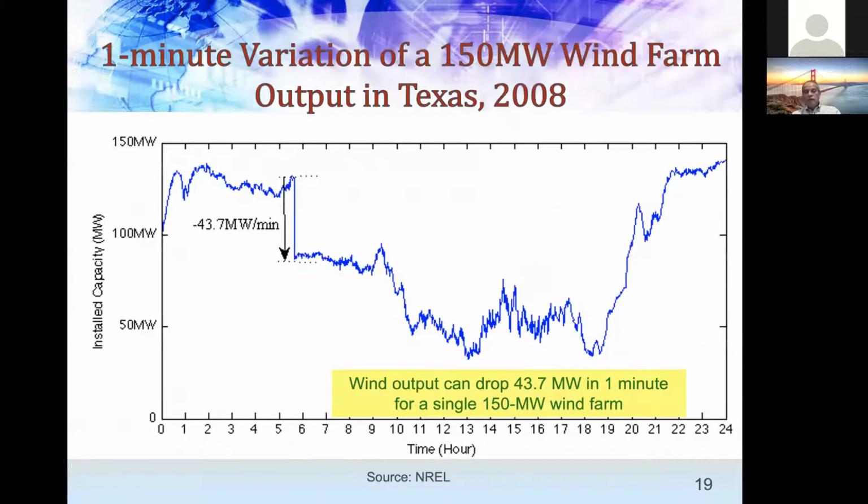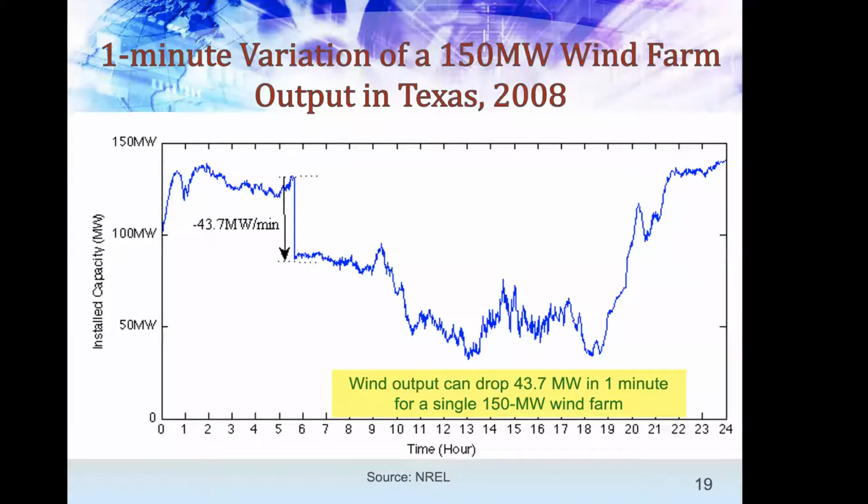More examples. This is data from Texas, a 150 megawatt wind farm. It is going fine in the early morning hours, about 5 or 6 o'clock. It drops by 30%, 140 goes to less than 100 and stays at that level, goes down further. By late evening, it picks up. That's life. The question is how you deal with that.